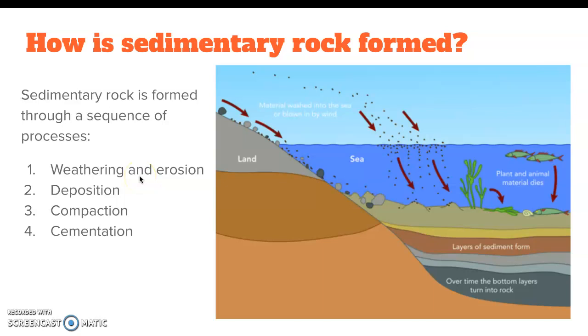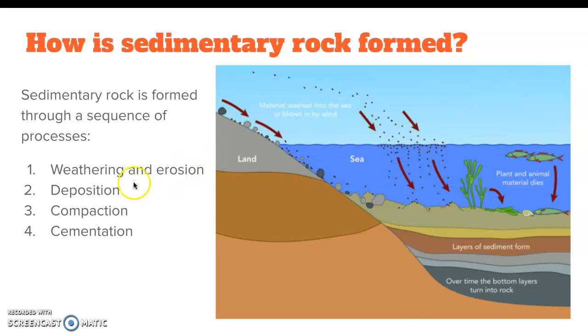Remember, weathering and erosion are two different processes. Weathering is the breaking up of rock. Erosion is the carrying away of those broken up pieces from their original location to a new location. Sometimes it happens by wind, but more often than not it's going to happen by some sort of moving water.